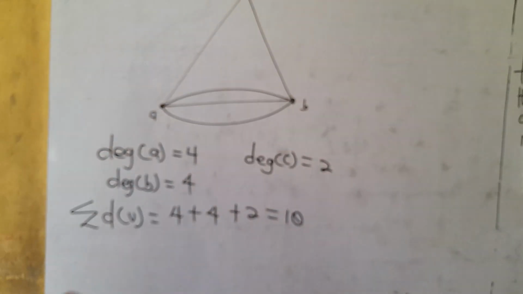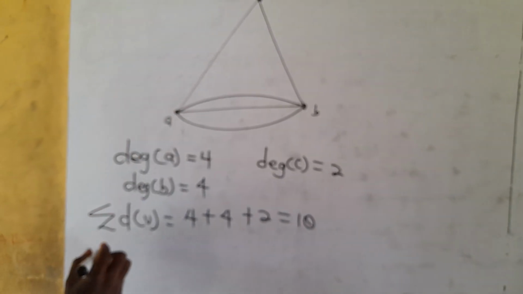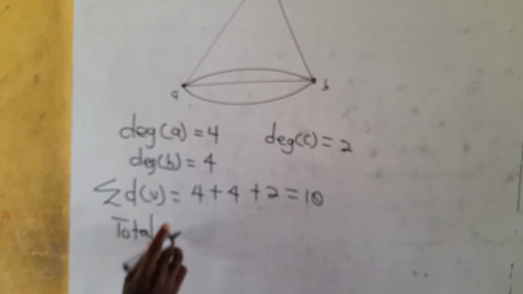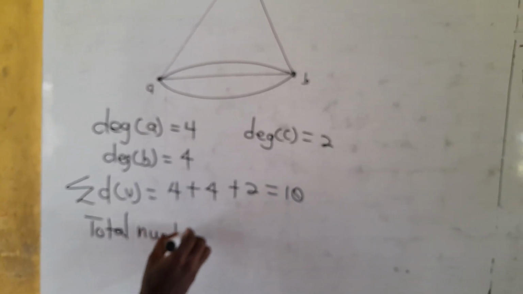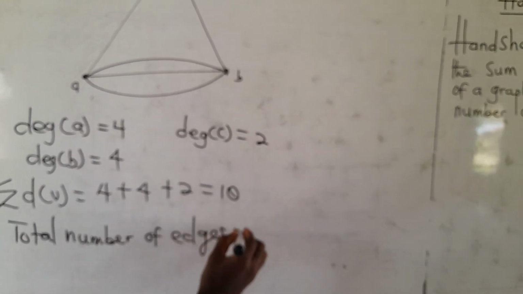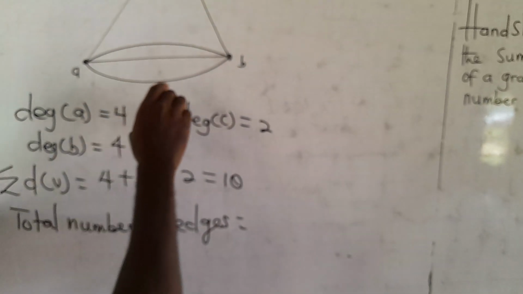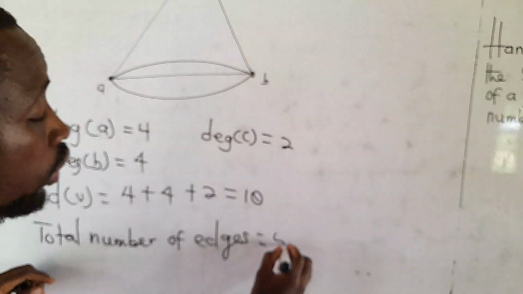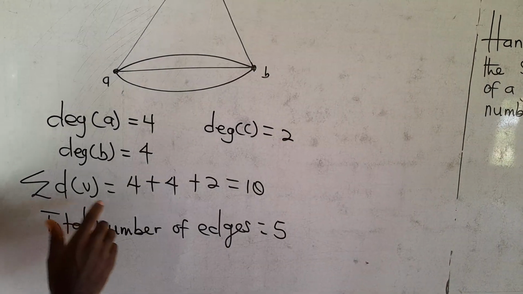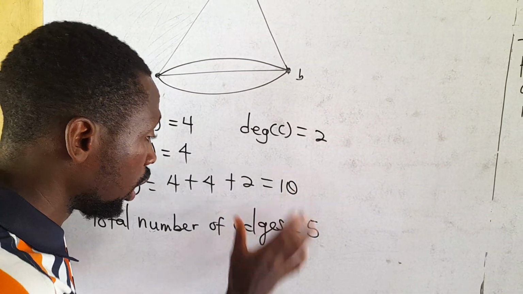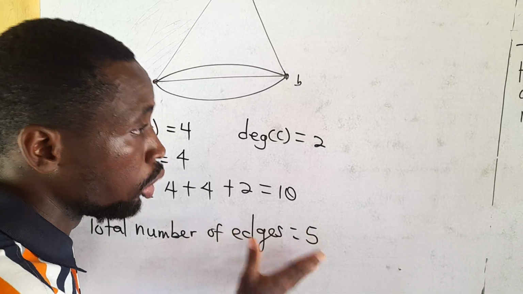Now let's find the total number of edges of this graph. Let's count the number of edges. We have 1, 2, 3, 4, 5. So the total number of edges of this graph is 5. Look at it. The total number of degrees is 10, and the total number of edges is 5. Please, did you get some relationship between them?